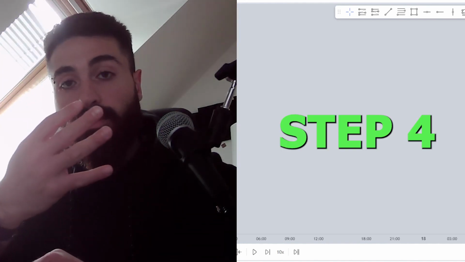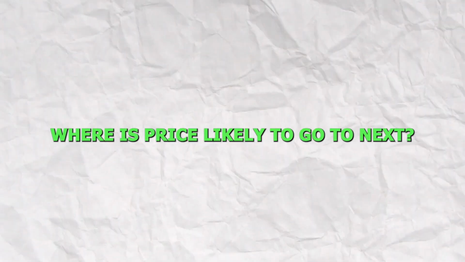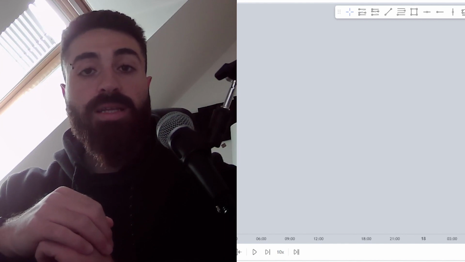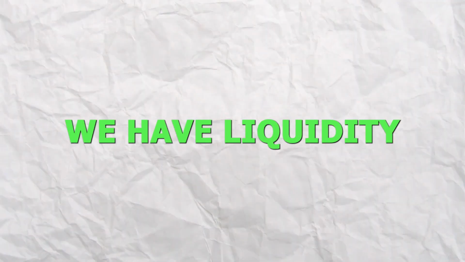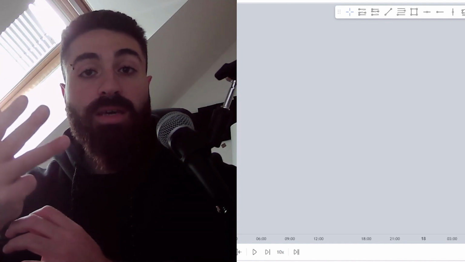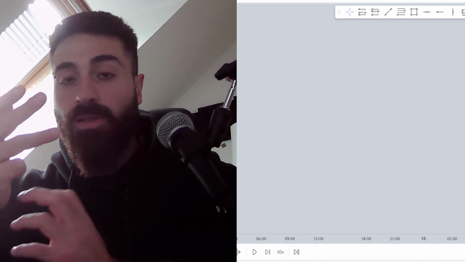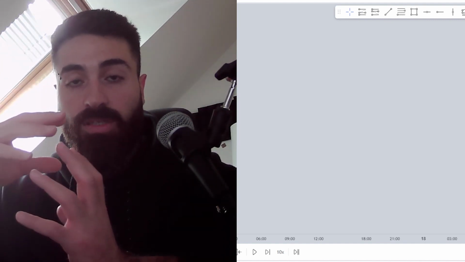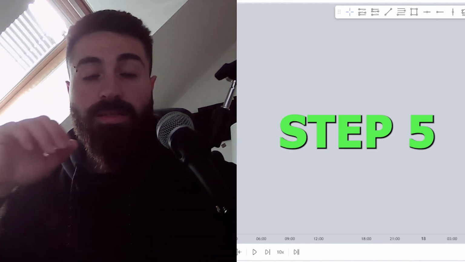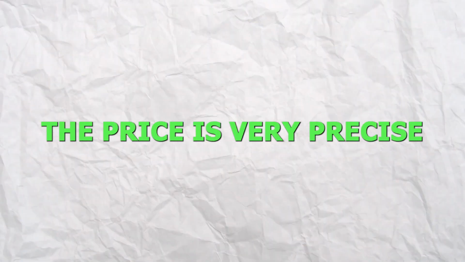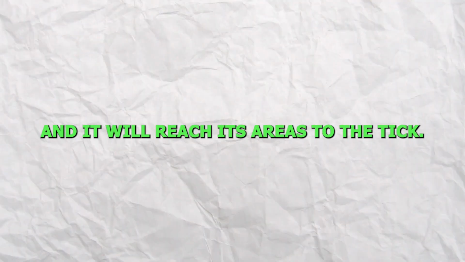Step number 4, where is price likely to go to next? And we can determine that in 4 ways. We have the trend, we have market structure, we have liquidity, and we have imbalance. Those 4 areas together, or each separate but together, give us more confluence to know where the price is going to head to next.